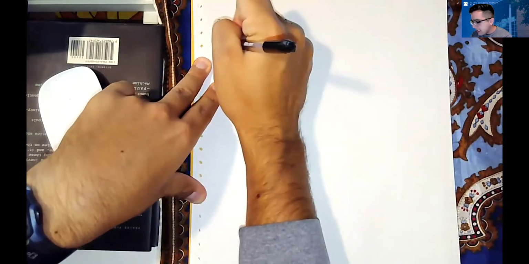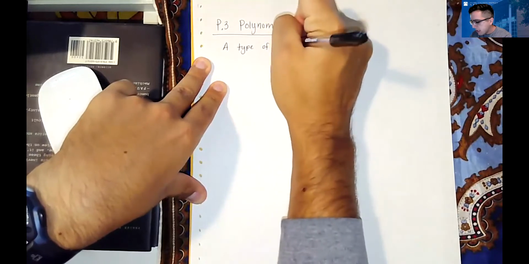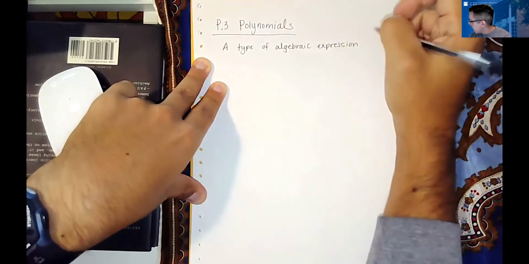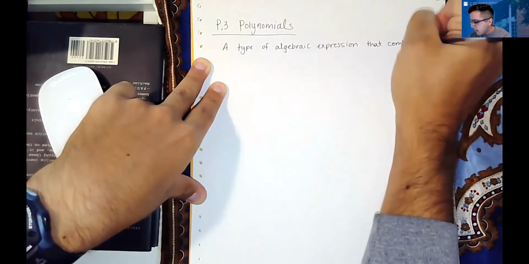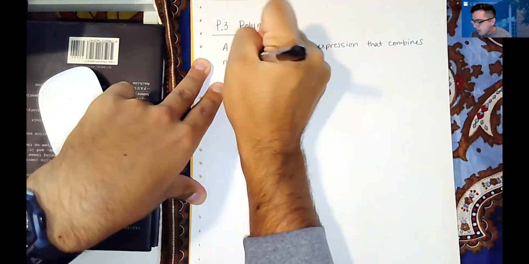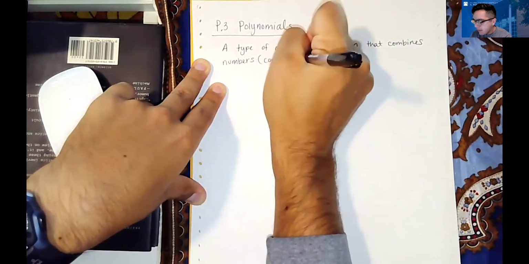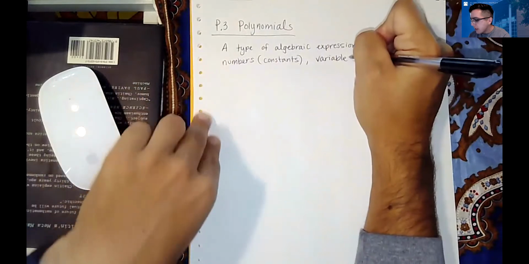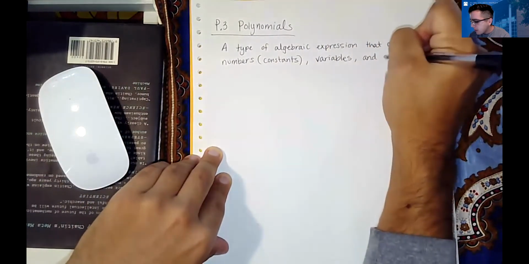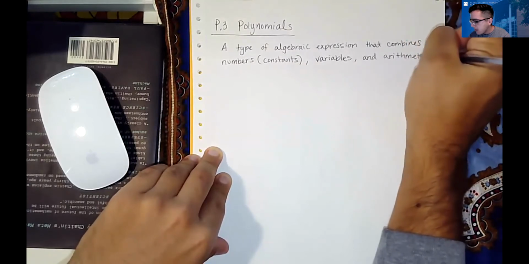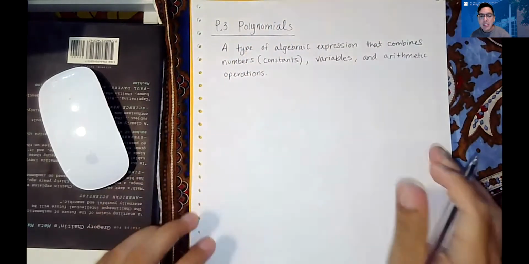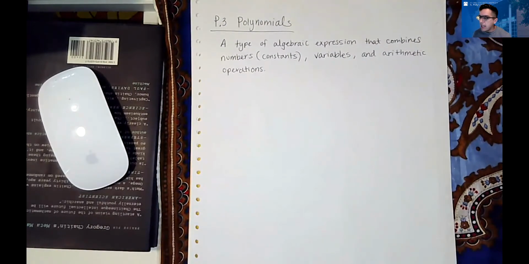A polynomial is a type of algebraic expression that combines numbers that we call constants, variables, which is basically unknown values or placeholders, and arithmetic operations. So what do I mean by arithmetic operations? Well, that's your basic operations that you learn in grade school, right? Addition, subtraction, multiplication. And typically we don't see division in polynomials, but that is a possibility as well.